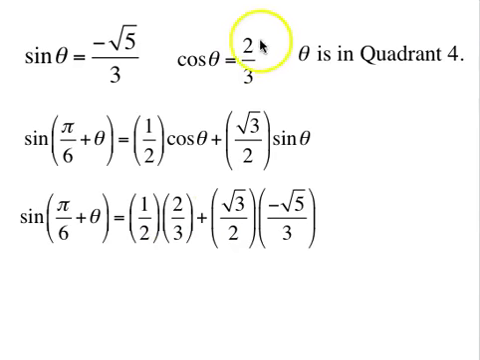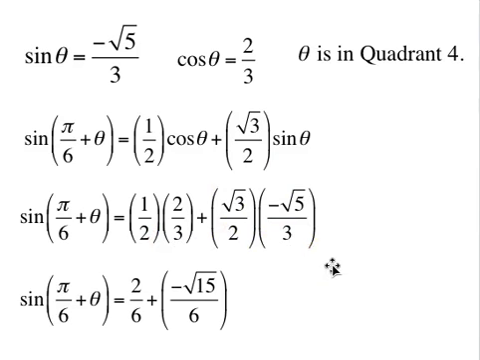So 1/2 cos is 1/2 times 2/3. Root 3 over 2 times sine, root 3 over 2 times negative root 5 over 3. Let's look at our arithmetic here. 2/6 to keep a common denominator here, negative root 15 over 6 there, which we can get ourselves a common denominator and make that 2 minus root 15 over 6 for our answer for sine of pi over 6 plus theta.